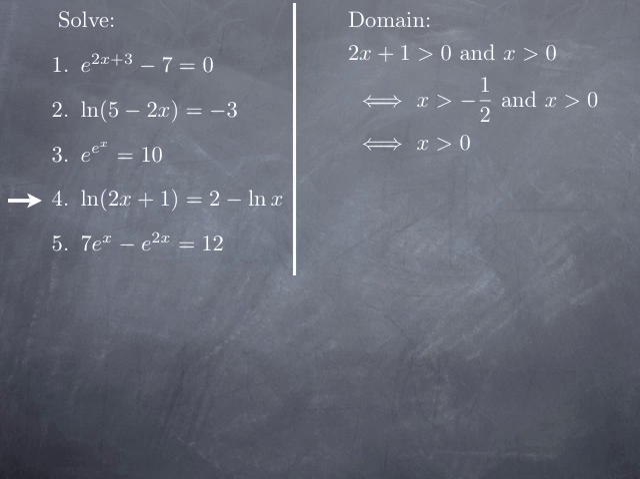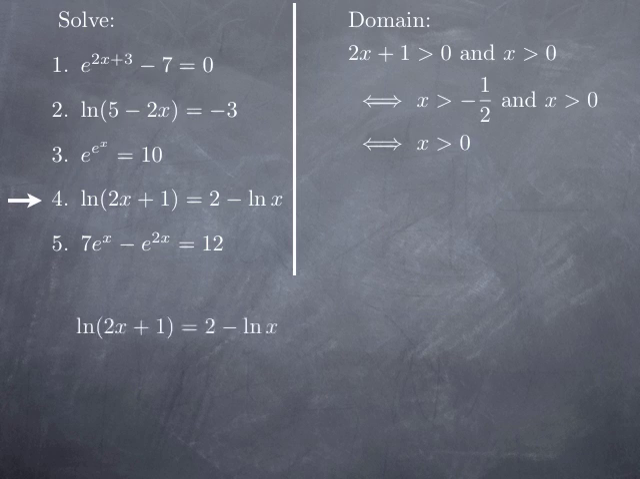So in that case, the domain is the set of x's that we can plug in. So in order to be able to plug 2x plus 1 into a log, I need x to be greater than negative 1/2. And on the other hand, in order to be able to plug x into a log, I need x to be positive. So I need both conditions that x is greater than -1/2 and greater than 0. Of course, if it is greater than 0, it's also greater than -1/2, so the condition is really just that x is a positive number. So that's the domain for our equation.